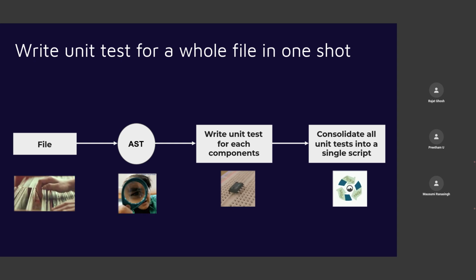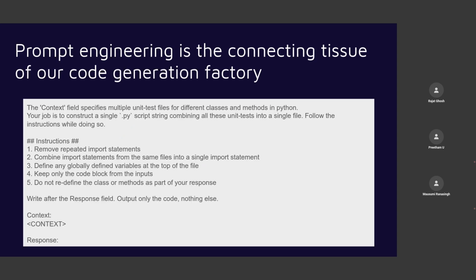First you give a file, and then AST, basically abstract syntax tree, where you extract all the components of a file. Let's say what are the functions here, what are the classes, what are the methods out there. And then for each of those components, you write the unit test. And then finally, you combine all the unit tests to put together a single script. That's why it's kind of like a map-reduce operation, very similar, but not exactly the same. It is completely governed by LLM, and to enable this kind of workflow, we have used this prompt.